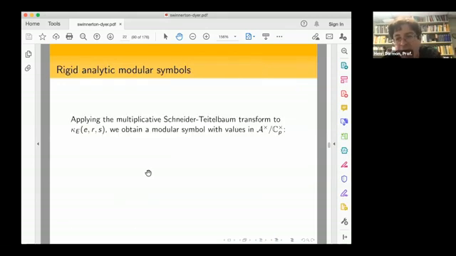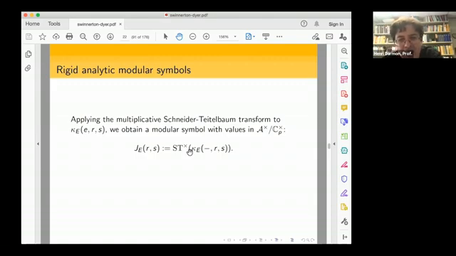Okay, so what can we do now with this hybrid object? Well, it's very tempting to apply this geometric enrichment that arises from the Schneider-Teitelbaum transform. What we're going to do is obtain a modular symbol with values in A star mod C_P star by applying this transform to this function kappa E R S. In other words, J sub E R S is going to be the multiplicative Schneider-Teitelbaum transform of kappa E dash R S, where R and S are fixed, and the edge variable is varying.